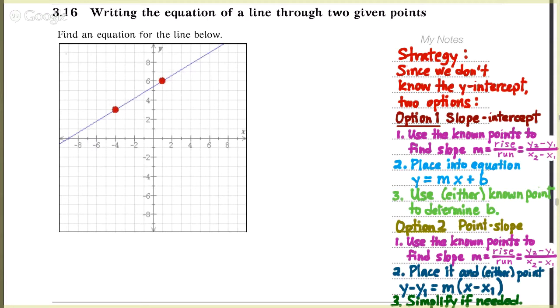But I want to look at both strategies, keeping in mind that in both strategies, the first step is the same. So you don't even have to decide right off the bat which of these 2 approaches you want to use.